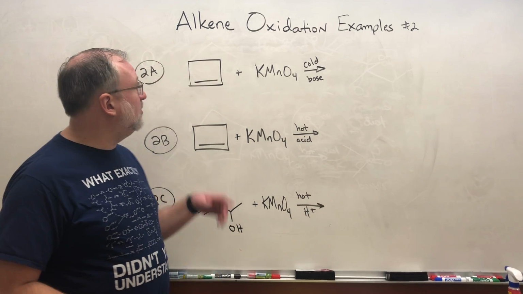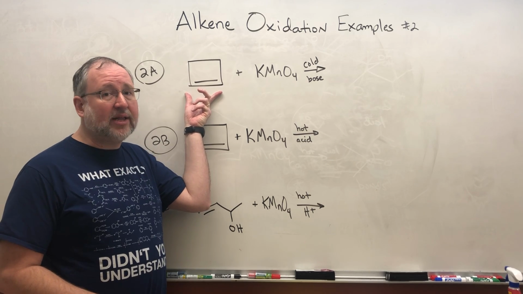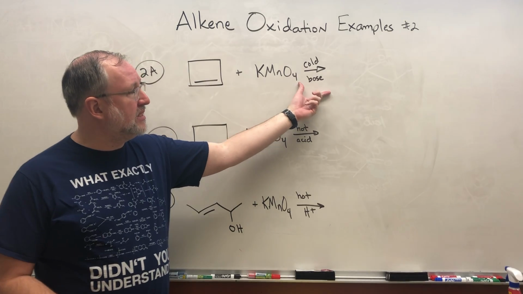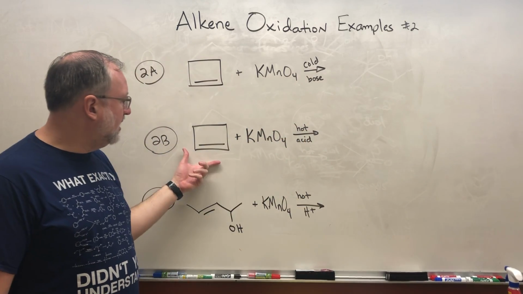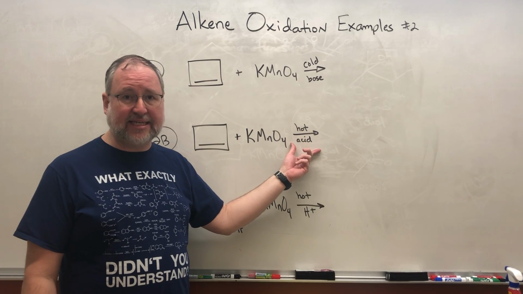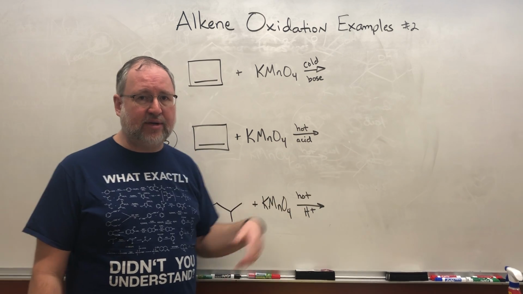Now we've practiced with a few of these already. Let's look at this one. Here's an unusual compound. This is cyclobutene with potassium permanganate and cold base. I want you to write the product that you're expecting for that one. Cyclobutene with potassium permanganate, hot acid. Go ahead and write the product that you expect for that one.